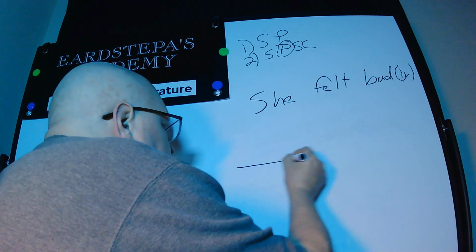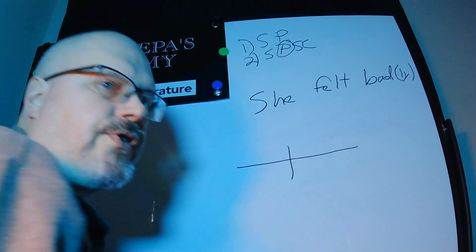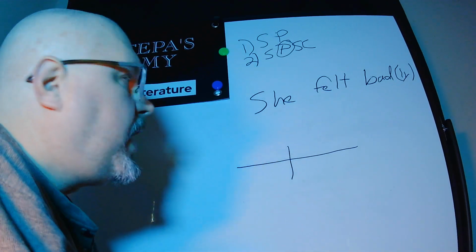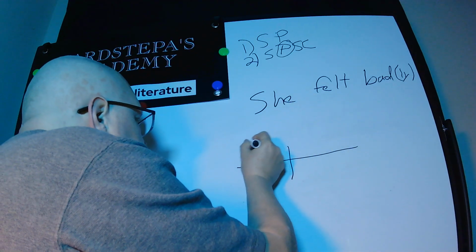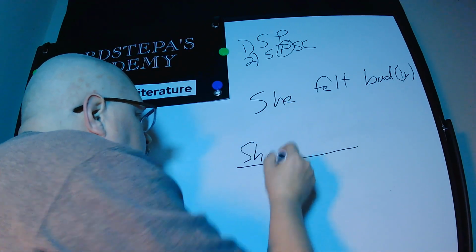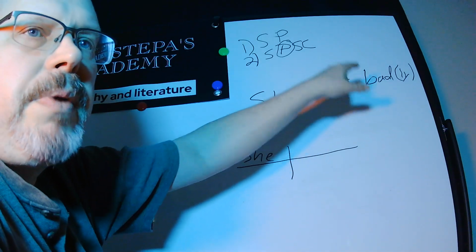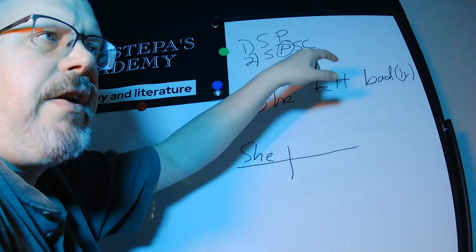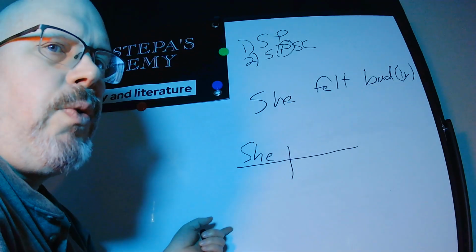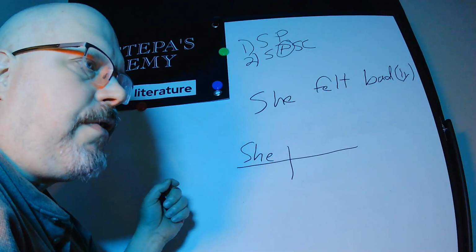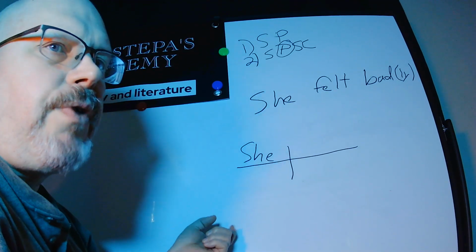So we always start, no matter what sentence type it is, the same way. We draw our two lines. She is the subject. And again, this is not "her felt bad." You have to get rid of the idea of sound. If I say, why don't we use "her felt bad," your first response might be, well, it sounds wrong.